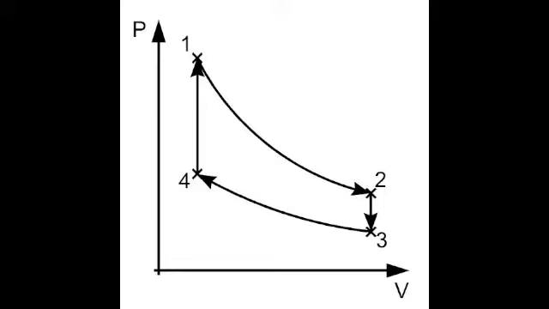This diagram here is a Stirling engine PV diagram. On the y-axis is the pressure of the gas inside the engine, and on the x-axis is the volume of the gas inside the Stirling engine. This diagram shows what happens to the gas inside the Stirling engine over time. Let's start at point 1.